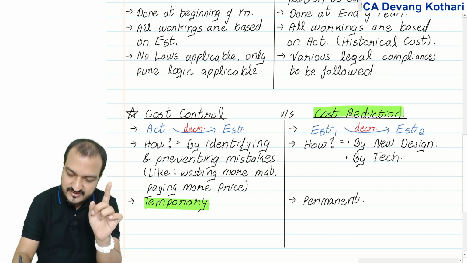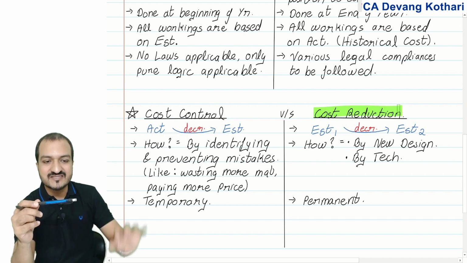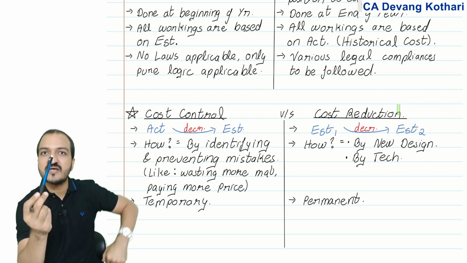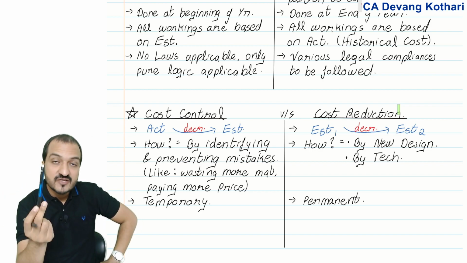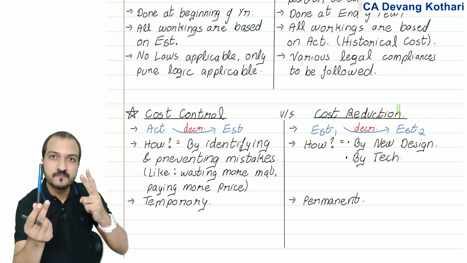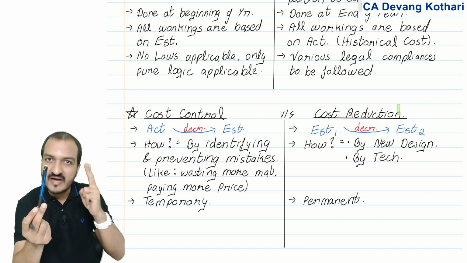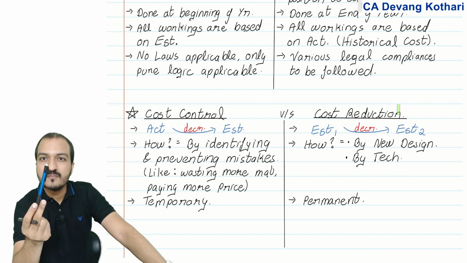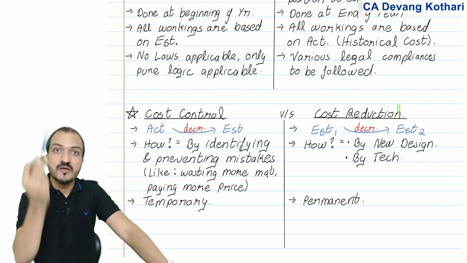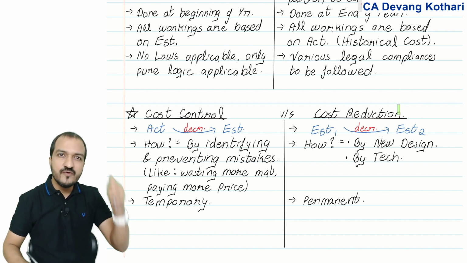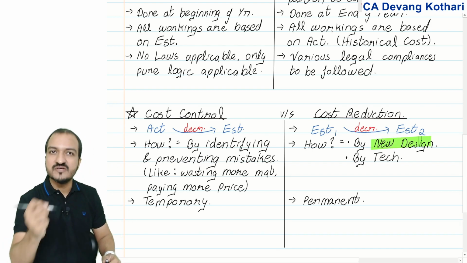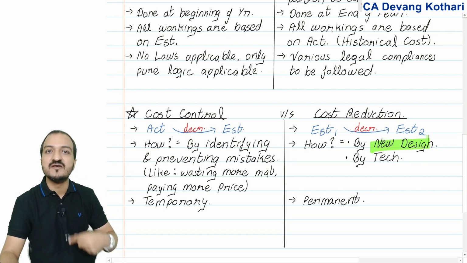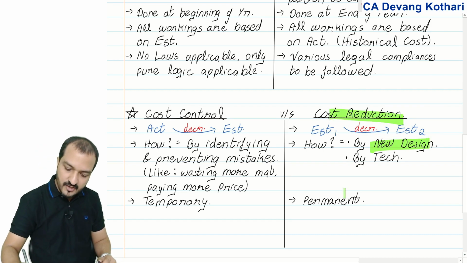However, cost reduction. Imagine if I change the design of this pencil, if I remove this eraser from the design, and by changing the design I saved 2 rupees cost. Will I get that savings every year? Yes, I will get this savings every year as long as I continue with the new design. Hence, I say cost reduction is more permanent.